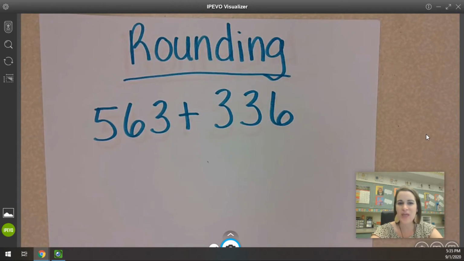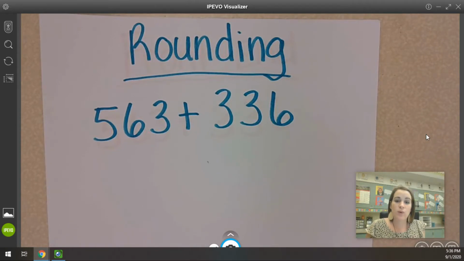So I'm going to start with estimating. If you remember back to earlier this week on Tuesday, we talked about estimating in three different ways. The first way we talked about was rounding. I'm going to do an example of each of these just to remind you how we might use each of them. Okay, so here's rounding, and we're adding 563 plus 336.